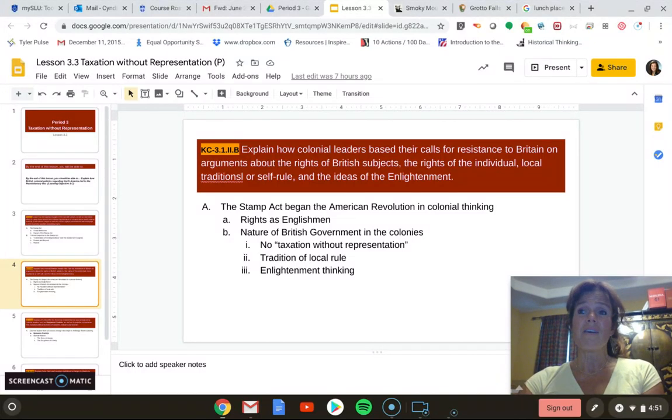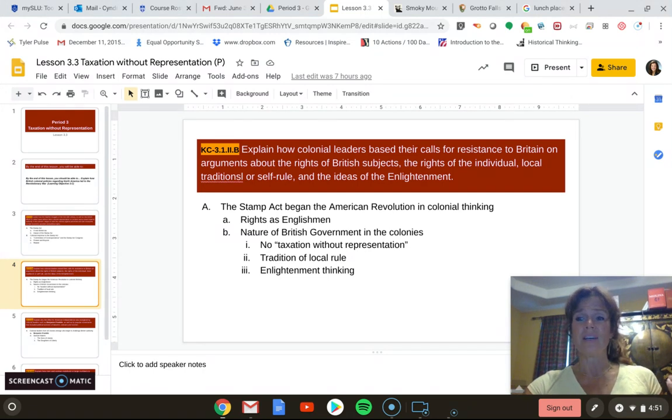This idea of the nature of the British government as well, they feel that they have colonial legislators and legislatures that had been in place from the very beginning of the colonies. They felt that these colonial legislators and legislatures had the right to tax them. They were okay with paying the taxes that a local body, let's say the Virginia House of Burgesses, would pass in Virginia. They were okay paying those taxes.